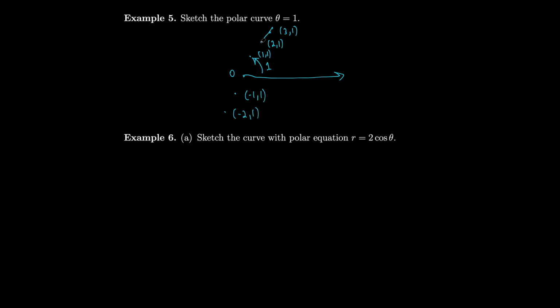So let's see if I can connect these into a straight line. And the answer is no, I couldn't connect them into a straight line, but you can imagine that this line was actually straight. So r equals constant curves are circles, and theta equals constant curves in polar are lines. It's the line theta equals 1.